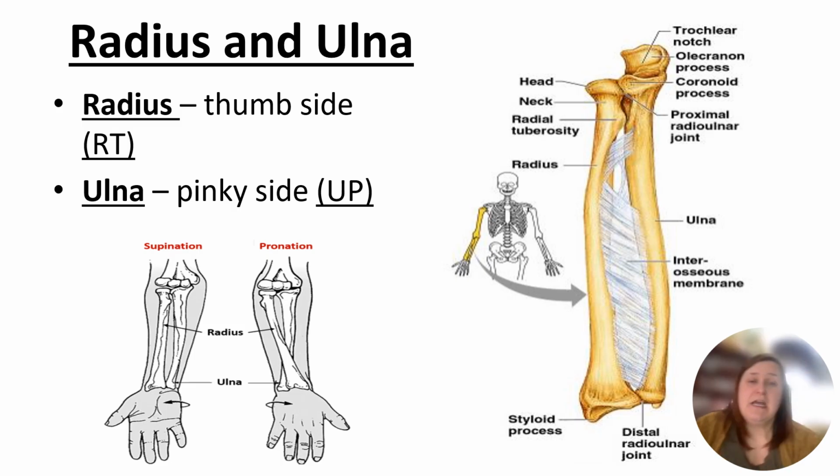So an interesting thing about the radius and ulna is those bones actually cross over each other depending on how you are moving your hand. So your radius is always going to be on the thumb side, and your ulna is always going to be on the pinky side. And even if you turn your wrist, those bones are actually going to turn and cross over each other to where that radius is still on the thumb side and the ulna is still on the pinky side.